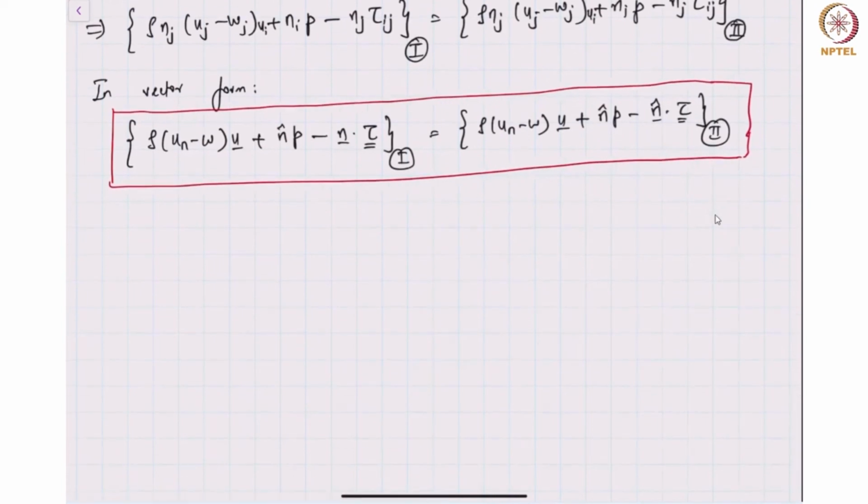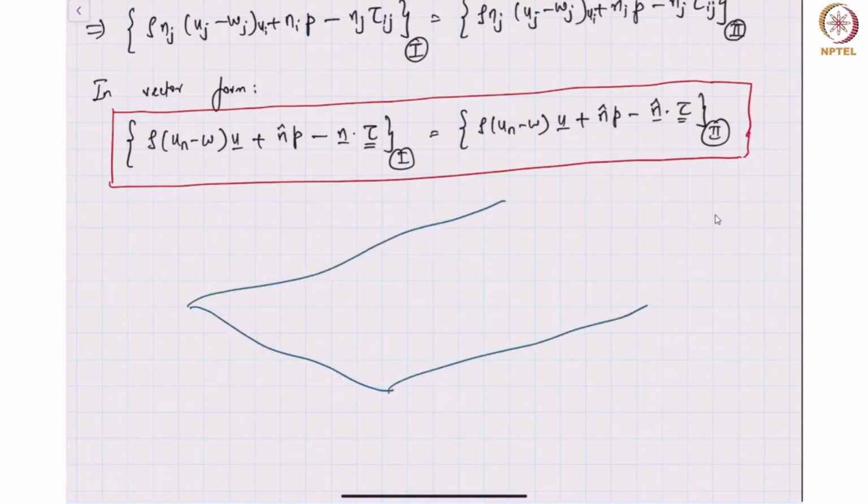Now this equation is easy to analyze if we look at it in individual components. So what I have now is an interface. I have a small region here, and on that region I have a normal vector, and I can have two tangent vectors.